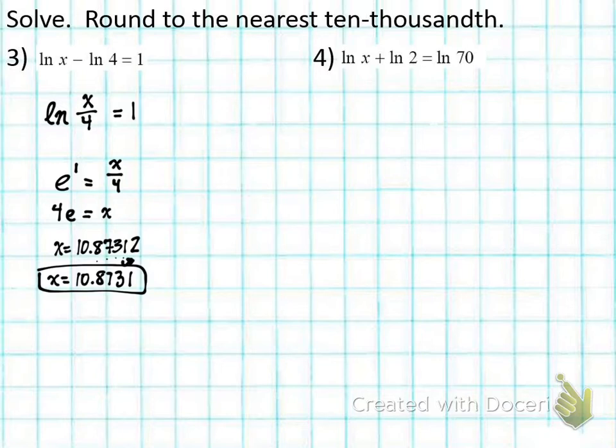All right. Number 4. Let's have you do this one. Actually, we'll start this one off together. There are 3 natural logs, so what can I do? Condense which 2? The first 2, right? So I could condense natural log of x times 2, because there's a plus sign there, is equal to natural log of 70.